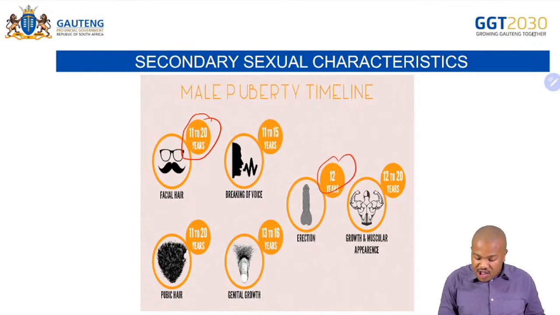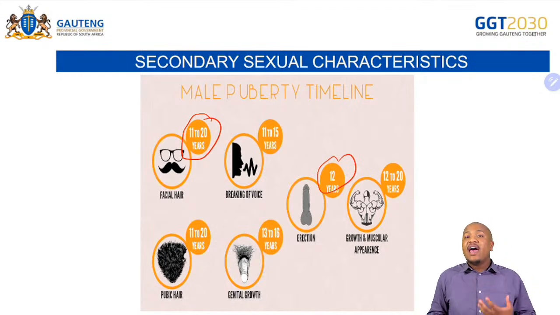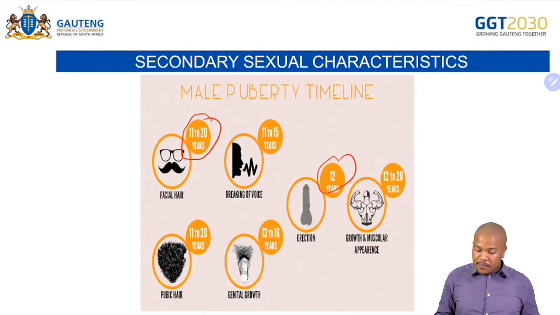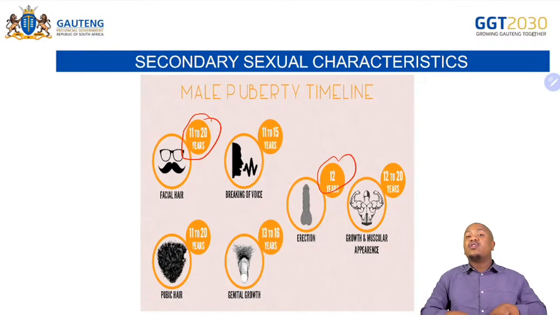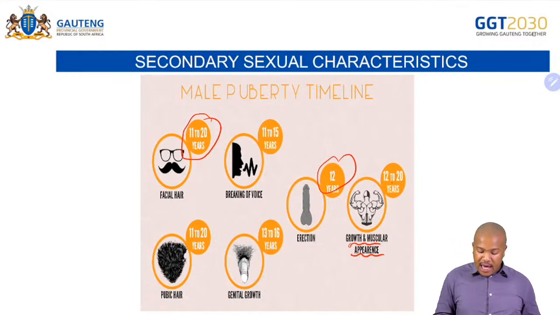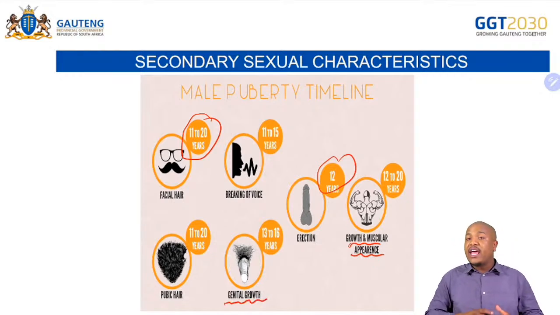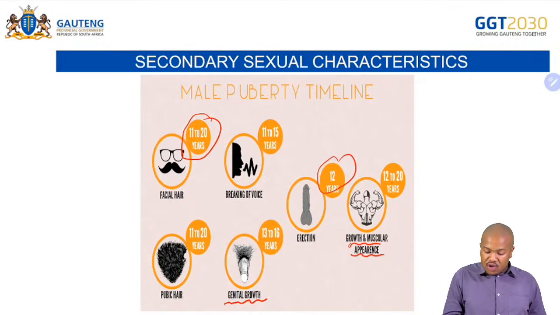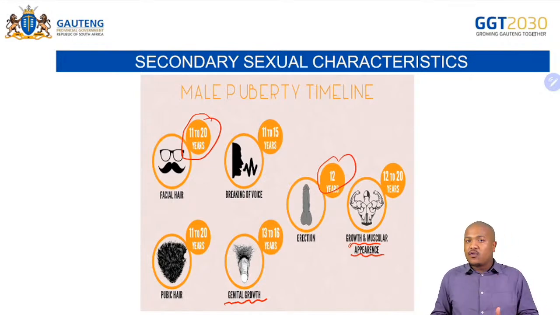Around the ages of 12 years, you start to have an erection on your penis, right? From 12 to 20 years, you have the growth and muscular appearance. And you have the genital growth between the ages of 13 to 16, and also the growth of pubic hair from the ages of 11 to 20, right? The same goes for males as well: some start late, some start very early. This is because of the imbalance of the testosterone amongst males, right?